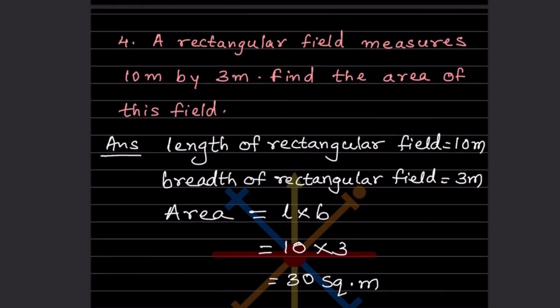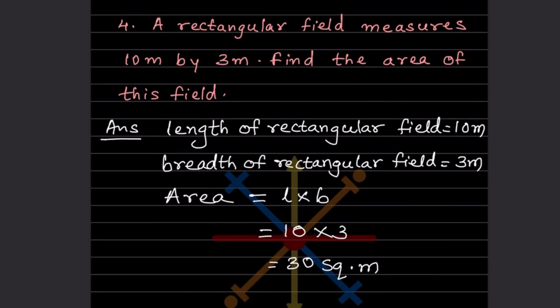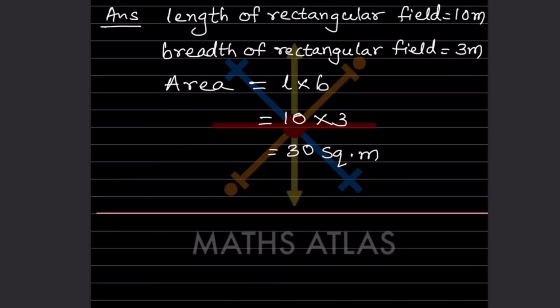Now let's add the next one. The rectangular field measures 10 meter by 3 meter. Find the area of this field. So length of rectangular field is, when we say 10 meter, means this will be the length and this is going to be the breadth. So length is 10 meter and the breadth is 3 meter. So now the area is length into breadth. So that is going to be what? 10 into 3, and that is 30 square meter. So this is the easiest one.